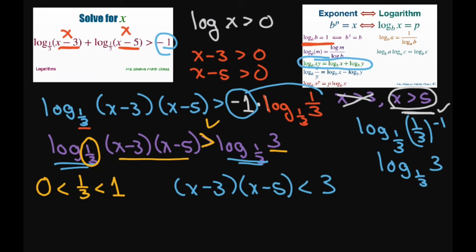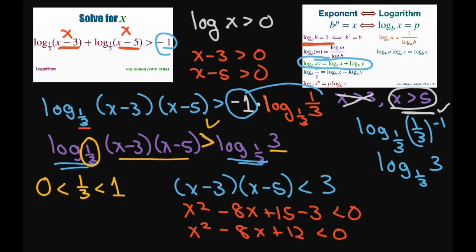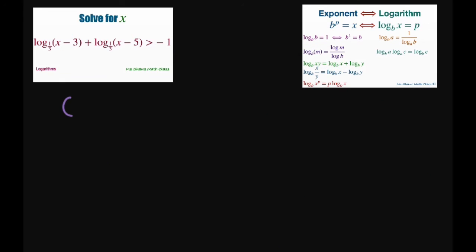Therefore, we're going to have x squared, and this is going to give me −8x plus 15 minus 3 is less than 0. Or this gives me x squared − 8x + 12 is less than 0. So what I'm going to do is factor this, and this is going to give me (x − 2) times (x − 6) is less than 0. Given that, our x is going to be in between 2 and 6.